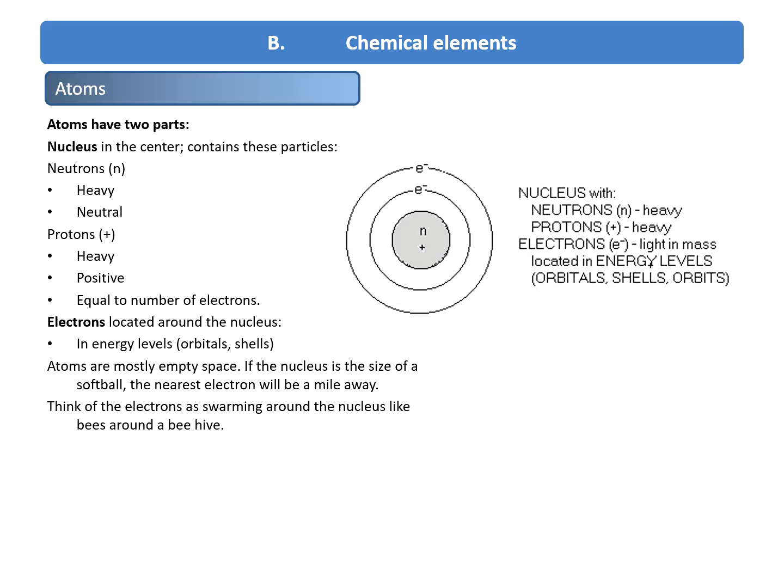Another model of the atom is to think of the electrons as swarming around the nucleus like bees around a beehive. I know, it seems contradictory. How can they be located in energy levels and yet continue to swarm?